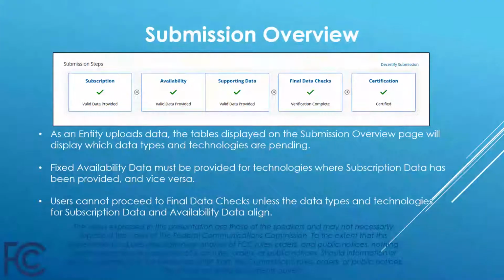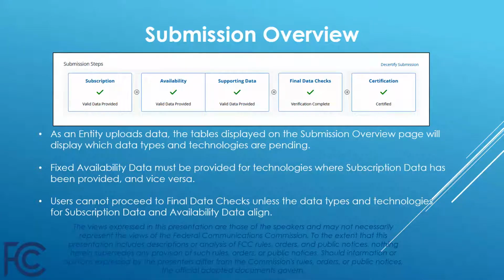This is the submission overview page of the BDC system. This page presents you with a summary of the data you have uploaded into the system. Certain cards or tiles on the page will be locked until you meet specific prerequisites. For example, service providers will need to provide valid subscription data, availability data, and supporting data before they are able to proceed to the final data checks section. If you have not provided valid data for each of these sections, the final data checks card will be locked, and you will be prevented from completing your submission until you rectify any issues with your data.